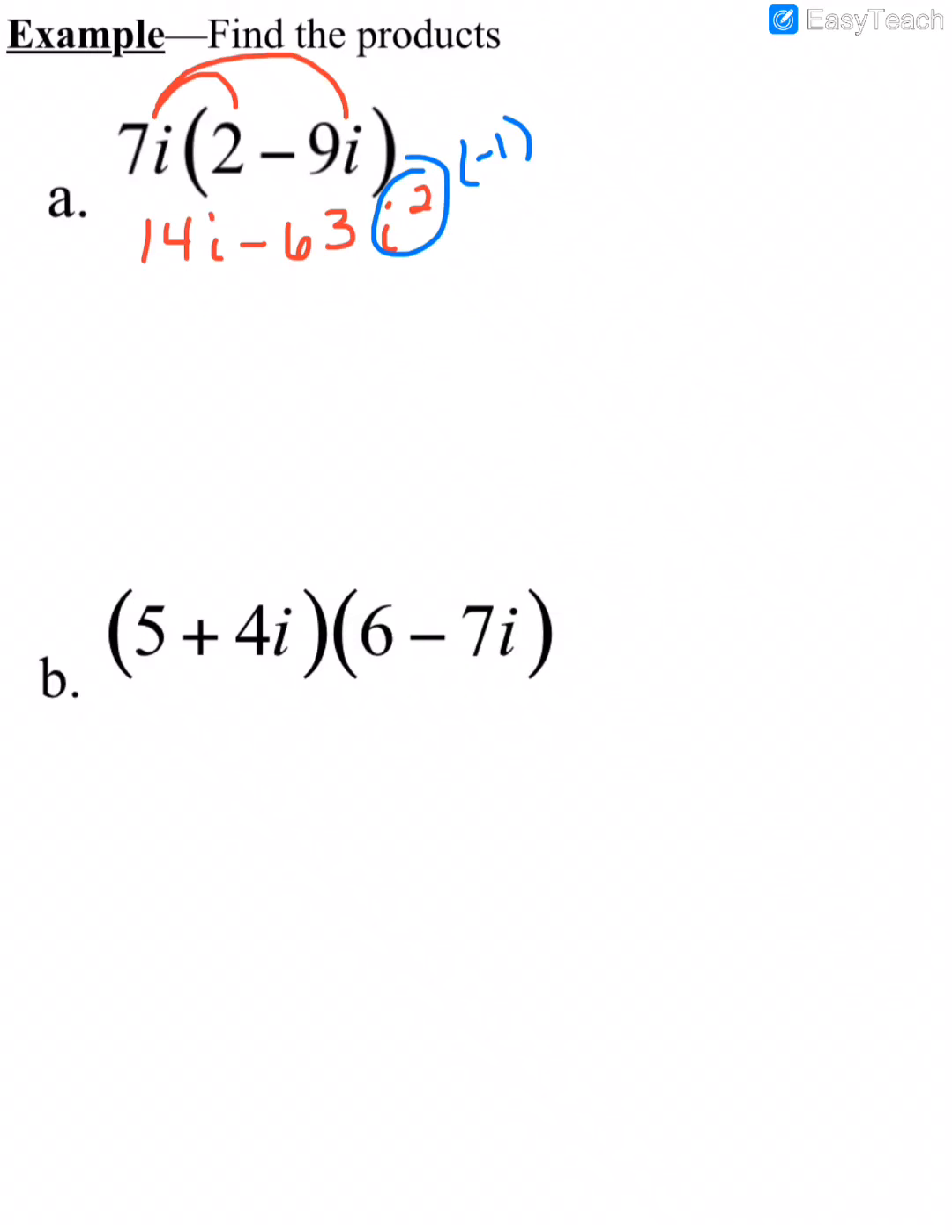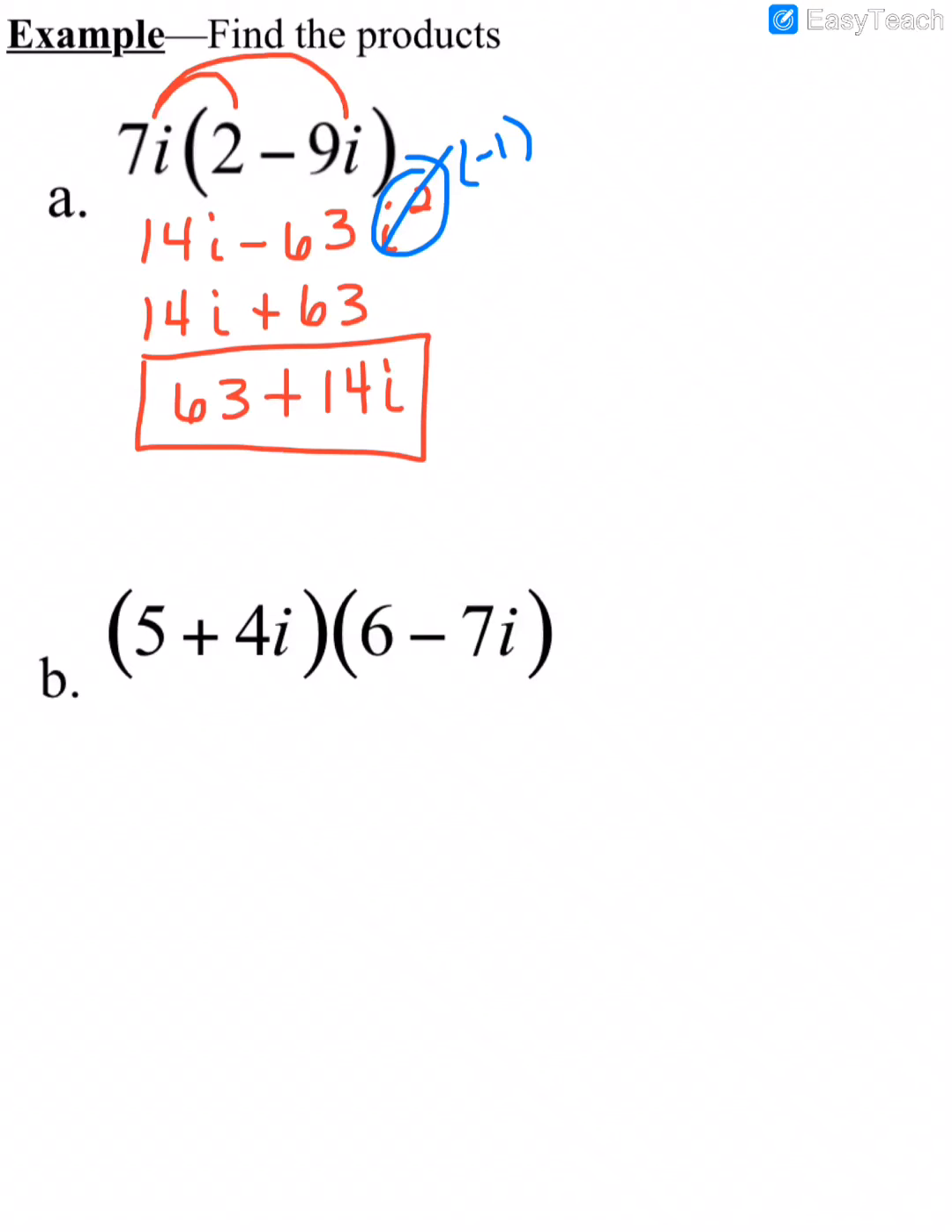Now, this negative 63 and the i squared are being multiplied. So now that I changed the i squared to a negative 1, I'm going to multiply that negative 63 and negative 1, so that gives me a positive 63. Okay, we're almost done. Just remember to write our answer in standard form. The real number needs to go first. So my answer is going to have the 63 first and the 14i last. And this is my answer.